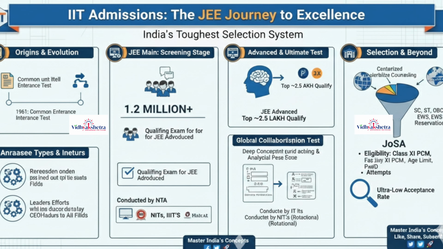In addition to academic performance, eligibility criteria include age limits, attempt limits, and minimum qualifying marks in Class 12 board examinations. Candidates must typically have studied physics, chemistry, and mathematics at the senior secondary level. These requirements ensure that students entering IITs possess a foundational understanding necessary for rigorous engineering education.